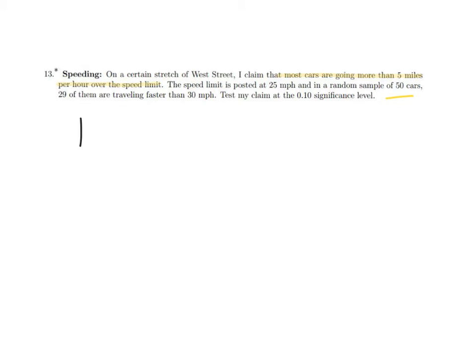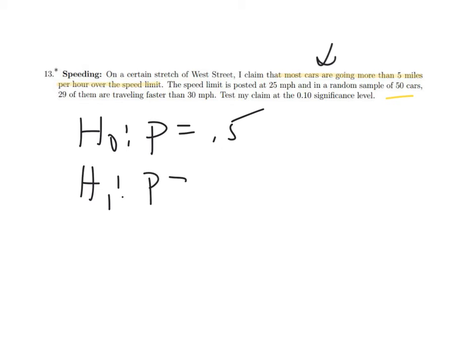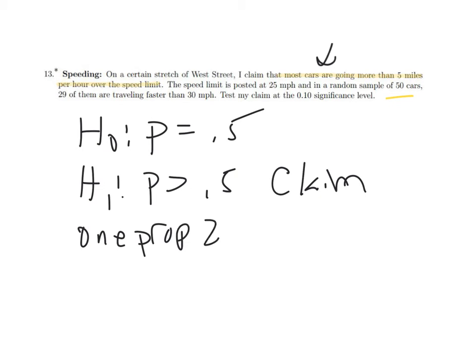So my claim is, here's my claim. I highlighted the claim already. So H0 is, well, we know the proportion, we're saying the proportion is not greater than 0.5, not more than 50% are going faster than 5 miles an hour over. Then H1 or HA will say it's greater than 0.5, and that's going to be my claim. So now I'm going to do a one sample, or one proportion, z-test. And we could certainly calculate the mean and the standard deviation and find the z-score for it.